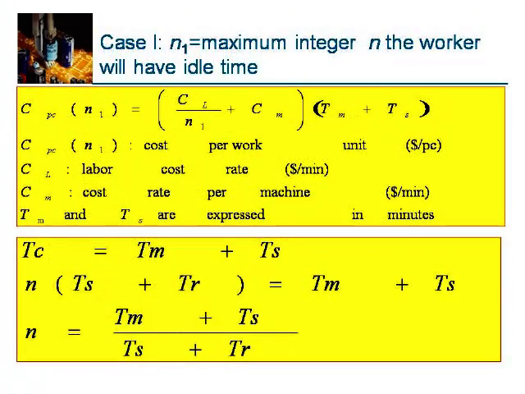In case 2, n2 is equal to the maximum integer greater than n, the machine will have idle time, and the cycle time of the machine cluster will be the time it takes for the worker to service the n2 machines. So Tc of n2 is equal to n2 times (Ts plus Tr). And with this we can do example 3, which I am leaving to you as self-explanatory.